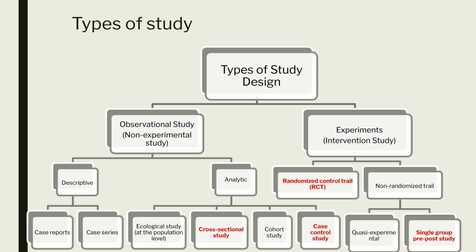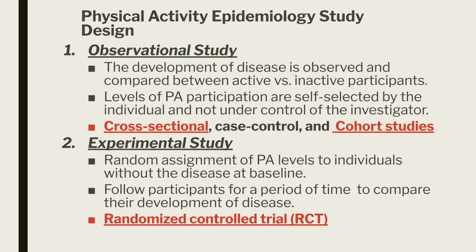Here is an overview of the main types of study designs. There are two broad categories: observational studies and experimental studies. Now let's compare observational and experimental studies. The key difference is whether there is an intervention. In observational studies, researchers do not intervene. They passively observe participants and collect data as it naturally occurs. The main types include cross-sectional, case control, and cohort studies.